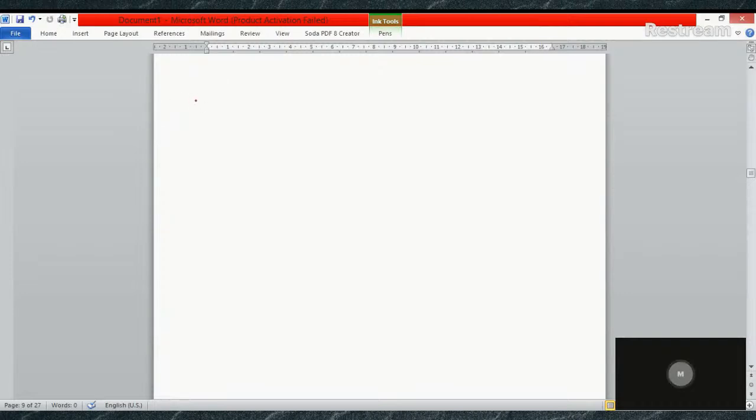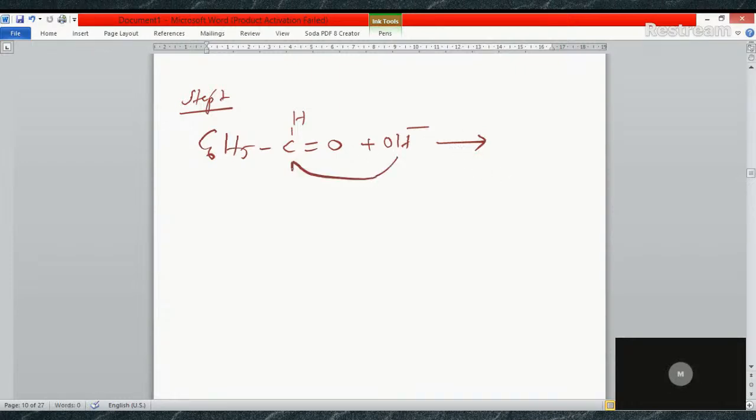This is the mechanism. Step 1. Take benzaldehyde, C6H5CHO. In the first step, it is treated with a base, the hydroxide ion, and this attacks the carbon, a nucleophilic attack, and the pi bond breaks. So the product is C6H5CH with O minus, and here OH is attached. So that is the first step.